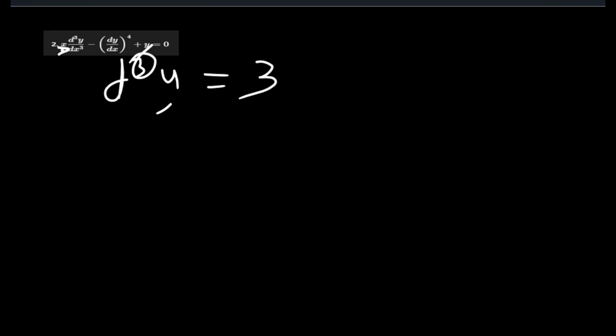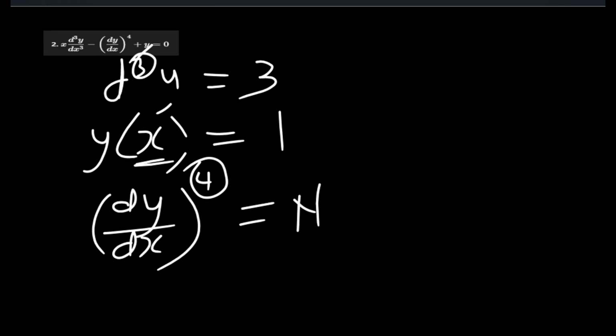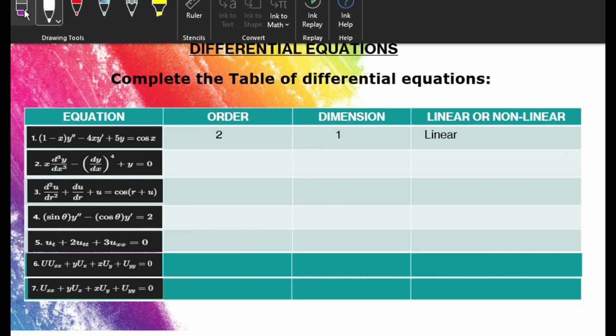All right, let's look at the dimension as well. The dimension is the number of independent variables. So we have y of x, so simply the dimension is 1. Then let's see if the equation is linear or not. Here let's rewrite this as d over dx all to the power 4. So the 4 there is our degree. This tells us simply that the equation is not linear, because it is being raised to the power 4.